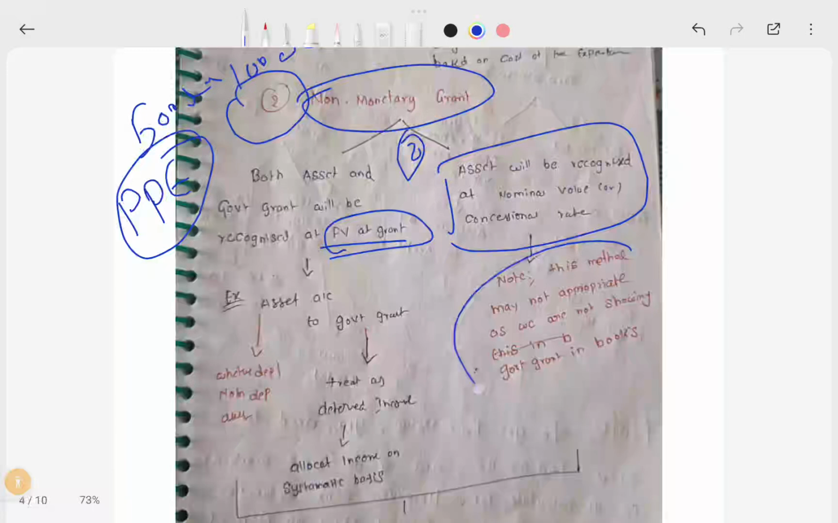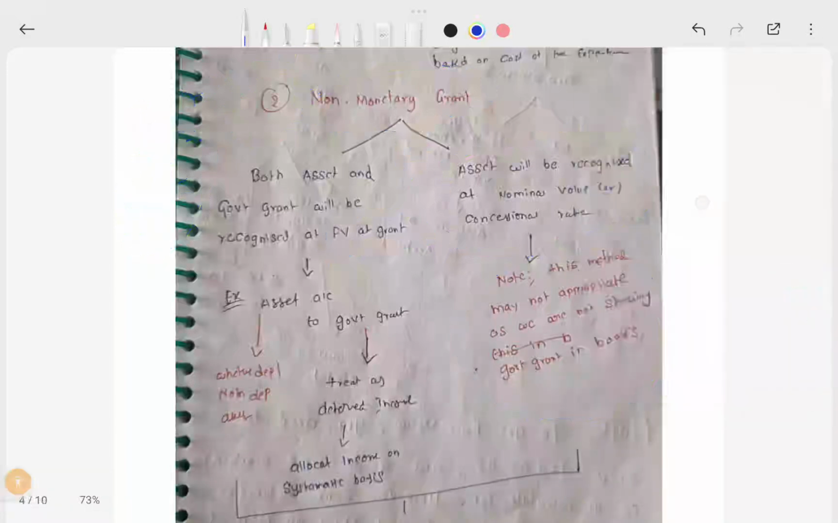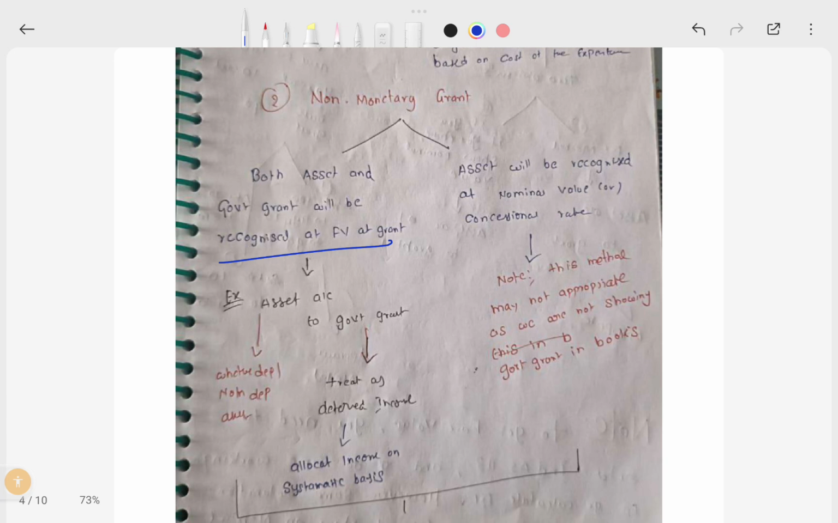The nominal value is not an appropriate method as per IndAS 20. You should follow the appropriate method only. This is the opinion from the institute material also, but you can choose which method you want to follow. Even if you show it at nominal value, which is correct, it is not appropriate while showing the financial statement. So both asset and government grant will be recognized at fair value. Suppose they have given 500 crores worth of asset to you. So the entry would be asset to government grant.